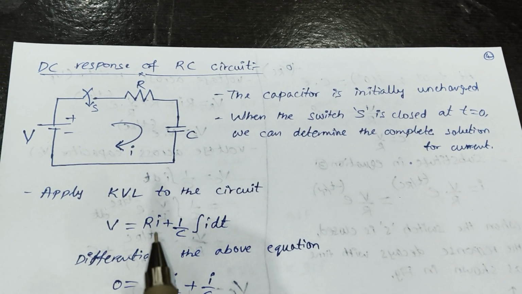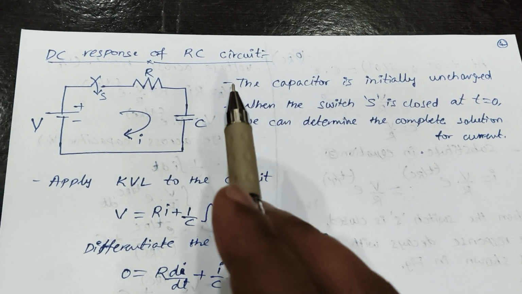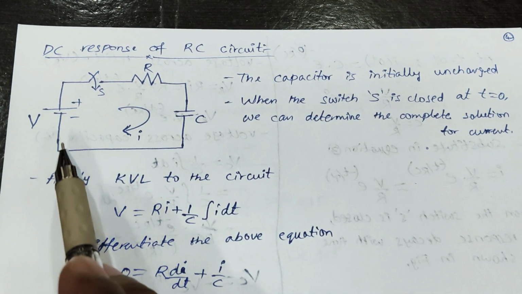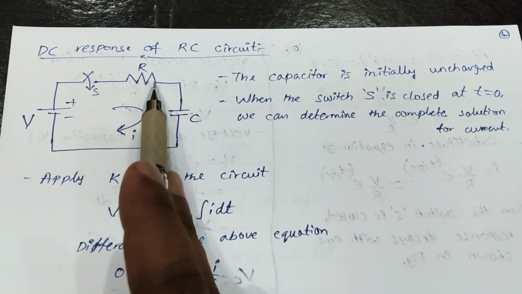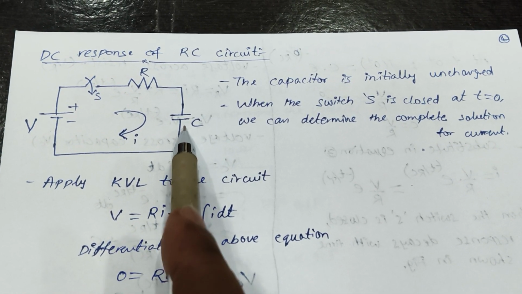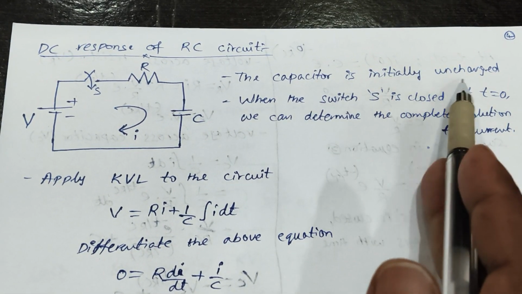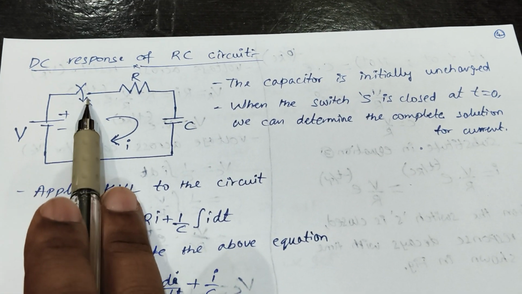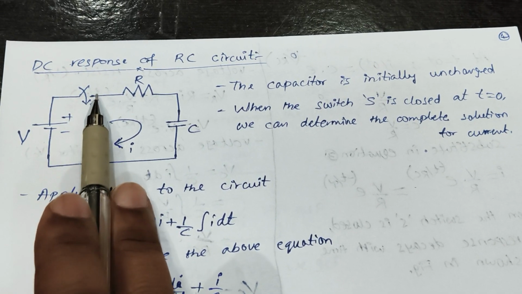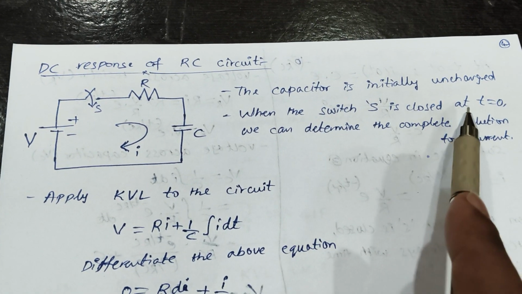Hi everyone. Today we'll see the DC response of series RC circuit. Here a DC voltage source is connected through the switch S to the series RC circuit. Here the assumption is the capacitor is initially uncharged, and when the switch S is closed in this direction, it will get short circuit at t is equal to 0.